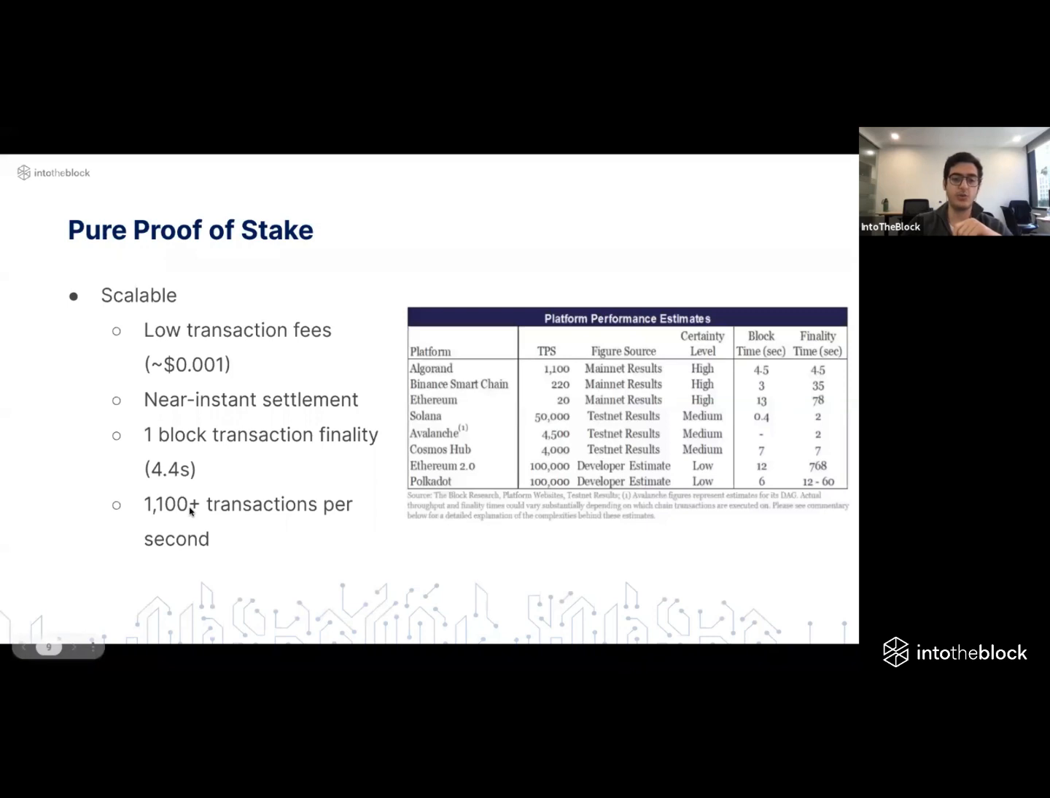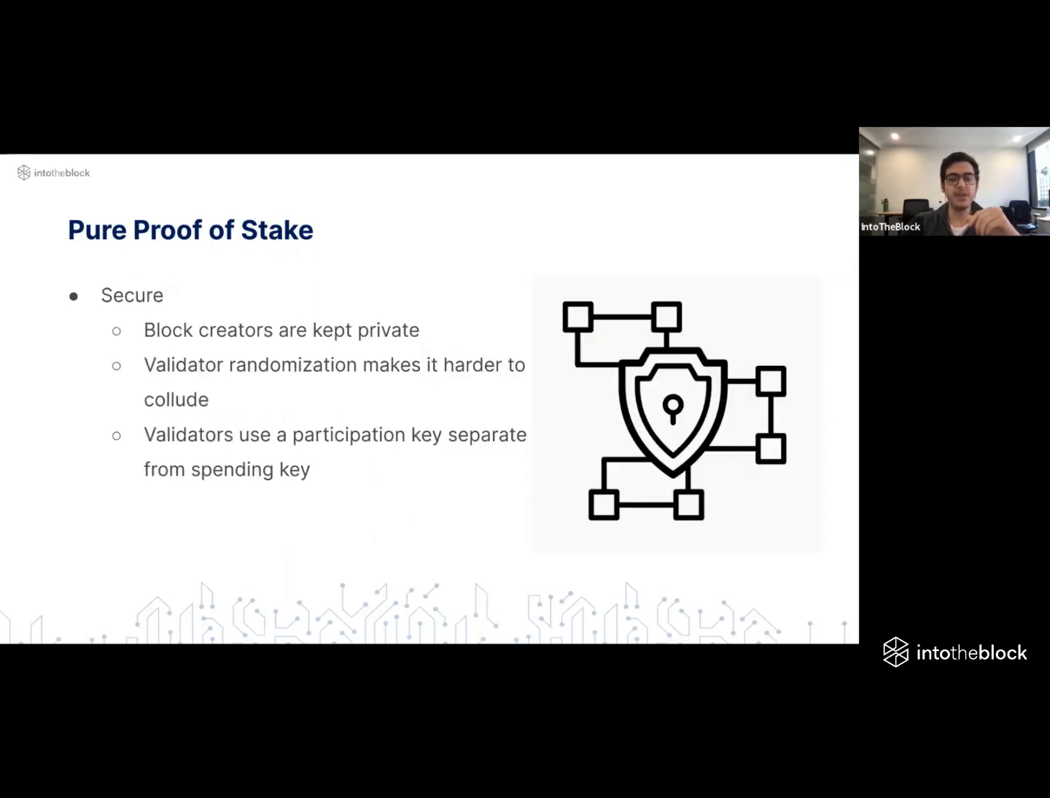And it can handle over 1,100 transactions per second currently, but it's aiming to scale that even further as, of course, the demand for high throughput continues to grow. And finally, with regards to security, it has several layers of implementation to keep the system secure. One of them is that through the verifiably random function, the stakers are able to be kept private, and they also change from block to block.